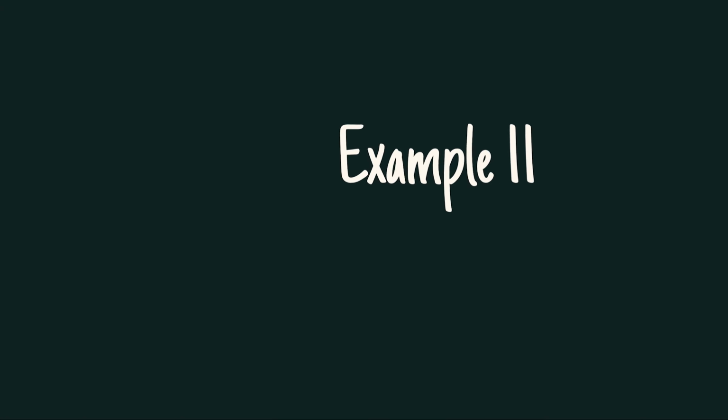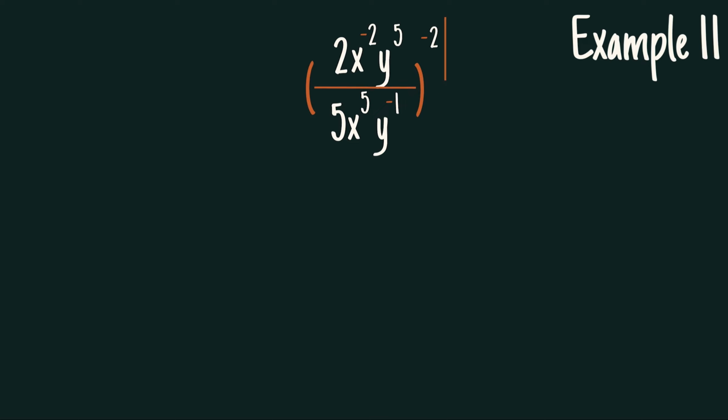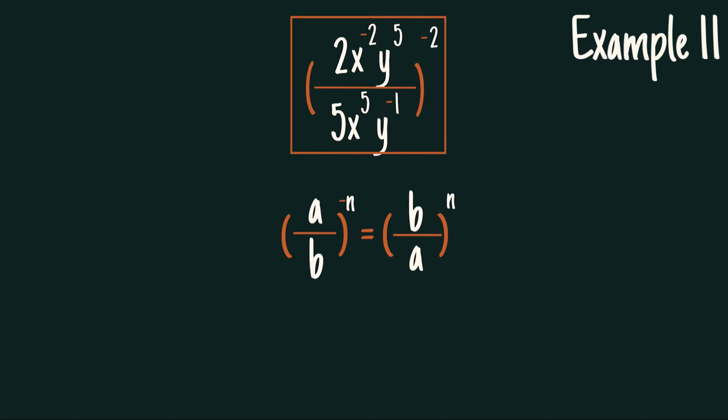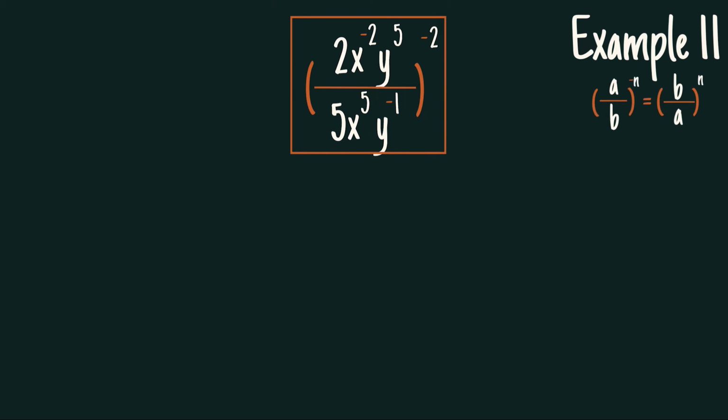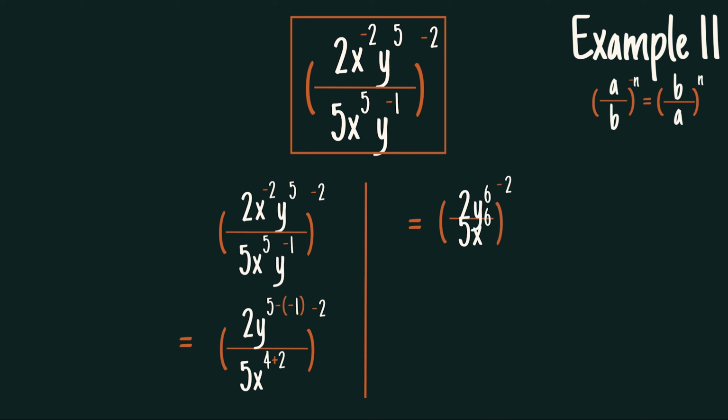Here's another example. In example 11, it will be a systematic approach to evaluate all negative indices within the brackets to become positive indices. Hence, let's rewrite this equation to be this. And then do the same for the negative indices outside the brackets. Next, we multiply the index into the brackets, and we will get the answer to be 25x to the power of 12 over 4y to the power of 12.